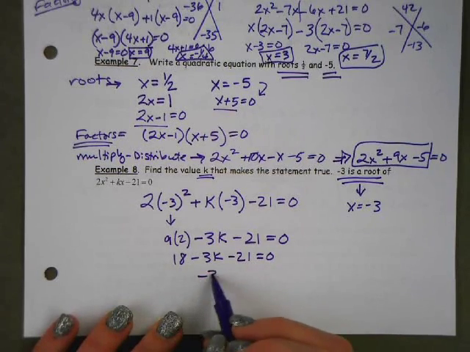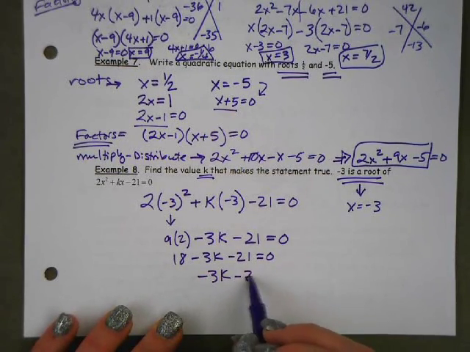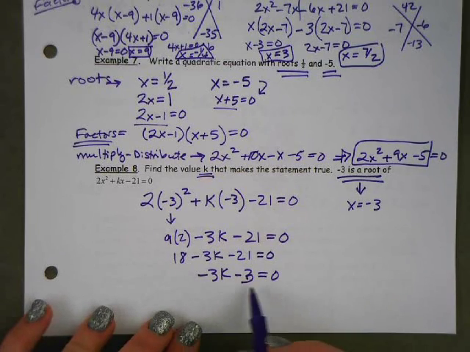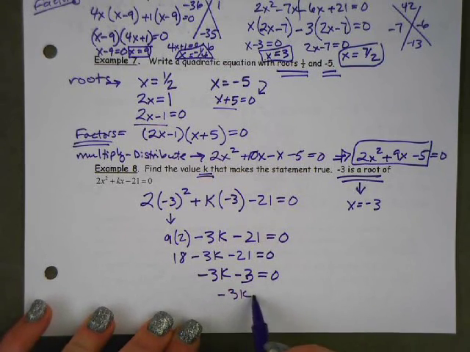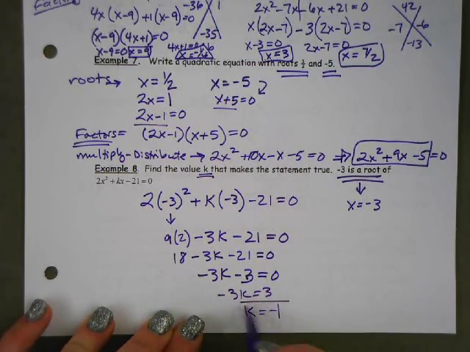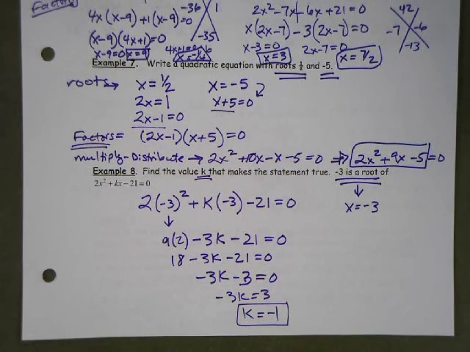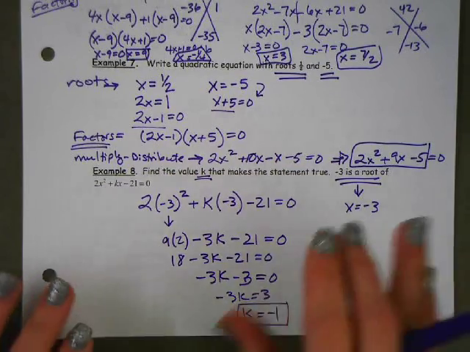minus 3 equals 0. So what does k equal then? -1. So add 3, so I get -3k equals 3, divide by -3, so k equals -1. So -1, if I plug that in there with -3, it would equal 0 on both sides. Okay? Alright, so questions on that?